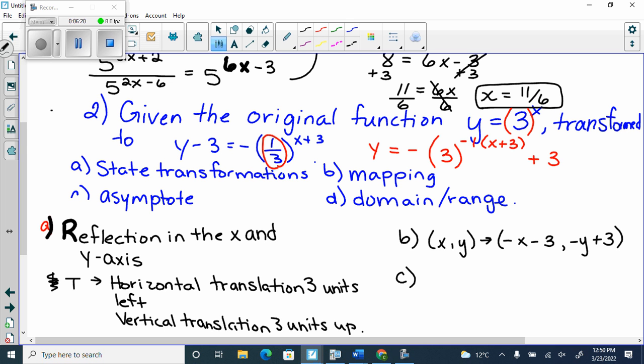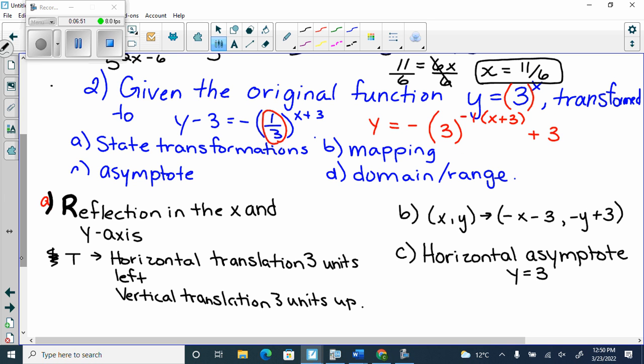The asymptote, what kind of asymptote do I have on an exponential graph? Horizontal. It's normally on the x-axis, right? What's the only thing that moves it off the x-axis? Vertical translation. So your vertical translation is actually your horizontal asymptote, correct? We went over that yesterday. So the horizontal asymptote is y equals 3 because I moved 3 up and it used to be at 0.